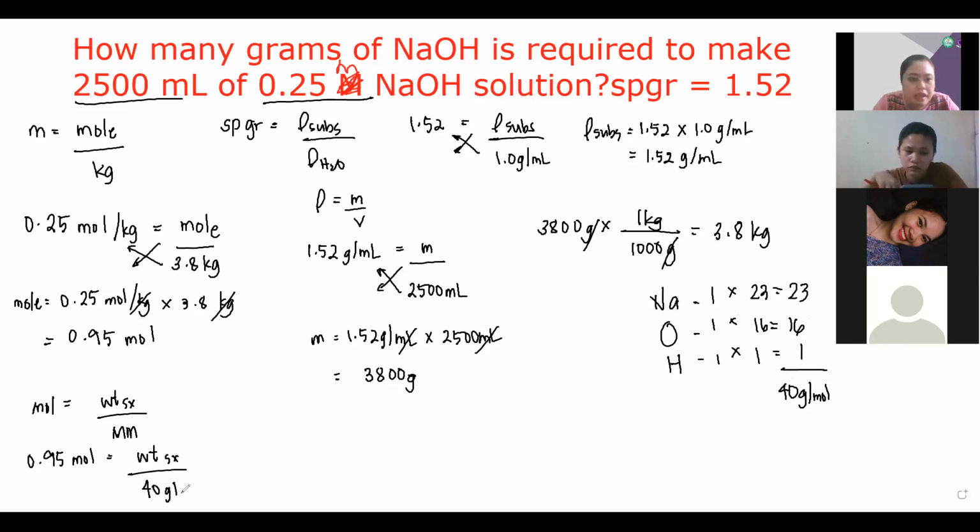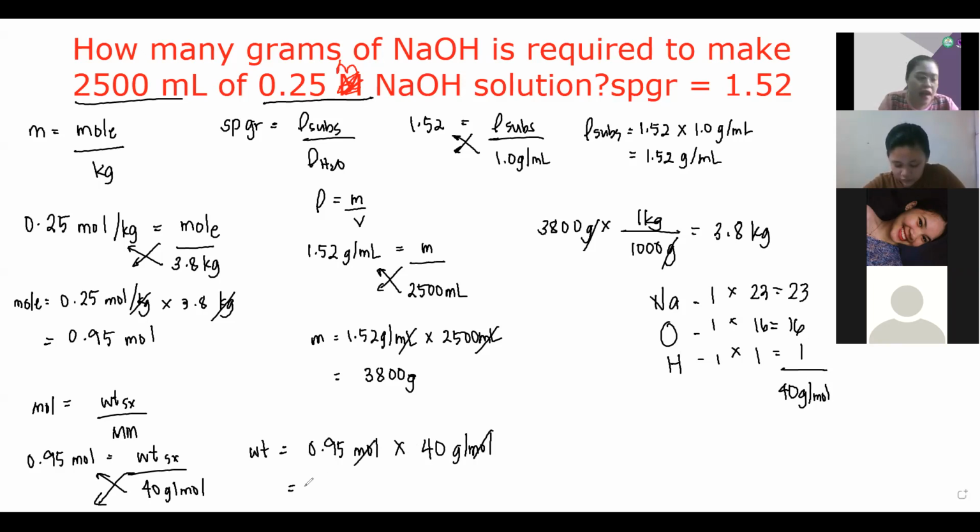So ito yung gagamitin natin here. Let's cross multiply. You will have weight of the sample is equal to 0.95 moles times 40 grams per mole. Take note, we will cancel the mole. Ang maiiwan na unit ay grams. So 0.95 times 40. The correct answer here, class, is 38 grams. So I hope yan din yung sagot na sinubmit ninyo doon sa submission for the assignment.